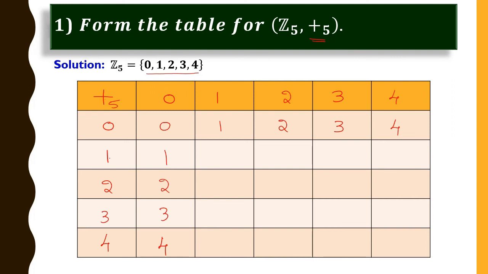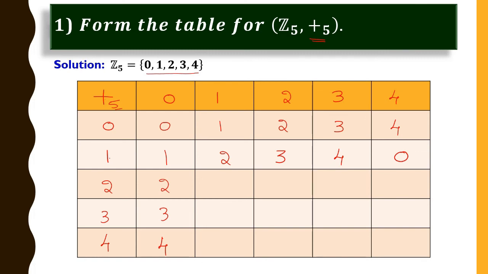That is 1 plus 1, that is 2. Next, 1 plus 2 is 3. 1 plus 3 is 4. Next, 1 plus 4, that is 5. But don't write 5. So 5, when we divide 5 by 5, the remainder is 0. Okay, if you get the number 5 or greater than 5, you should divide that by 5 and you write the remainder.